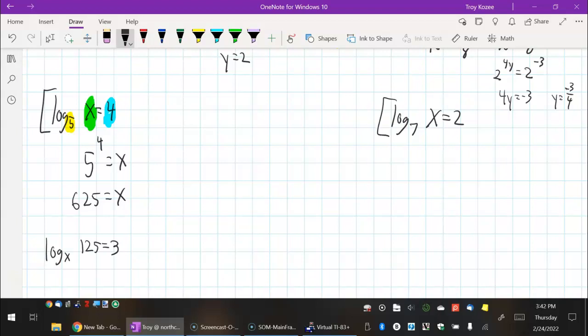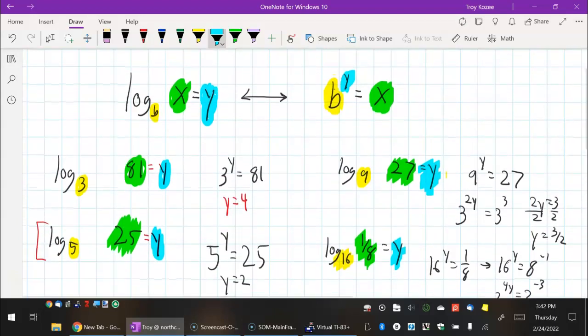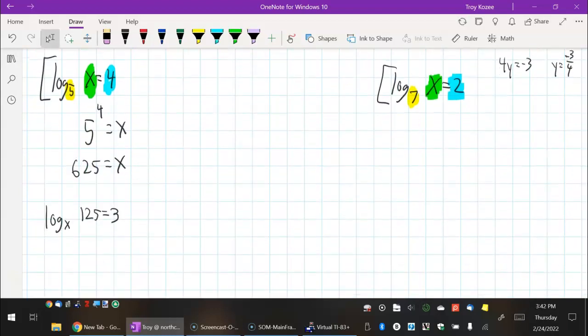Over here on this other log, take a second and hit pause and try this. I'll even color code it for you. There's the base of the log. There's the target I'm trying to hit. There's the answer to the logarithm. Solve for x. So I have 7 to the 2nd power equals x. X is 49.